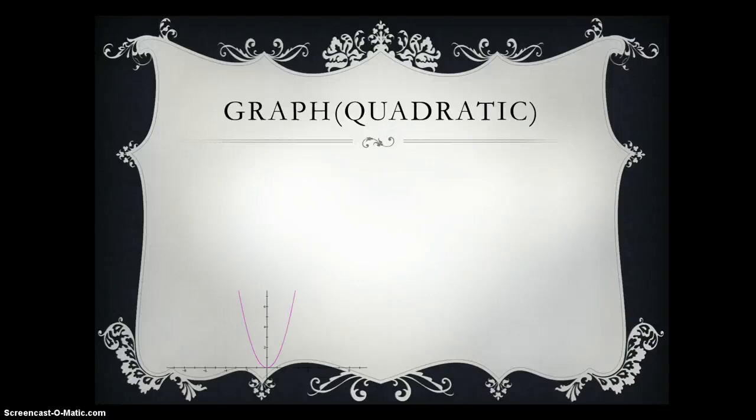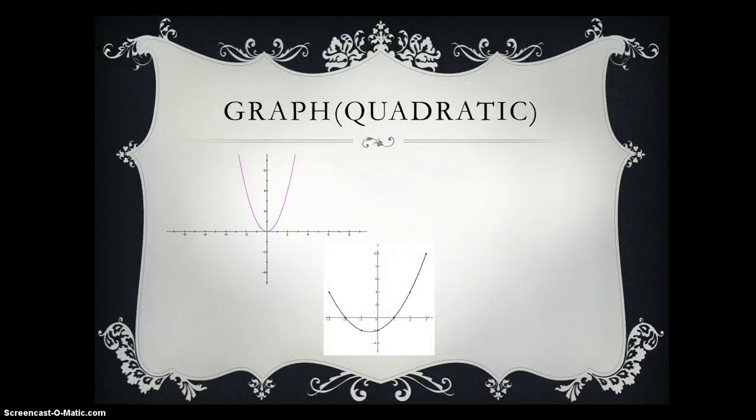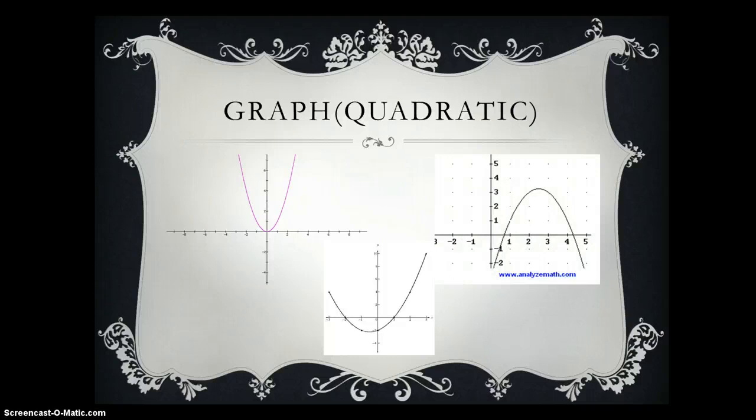For quadratics, we get these kind of horseshoe-shaped things. These are called parabolas, and they can be going positive, making smiles, or negative, making frowns. But these are called parabolas. If you have a parabola going on, it's going to be a quadratic equation.